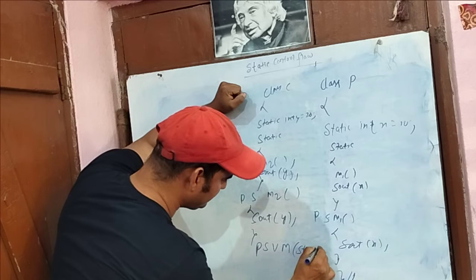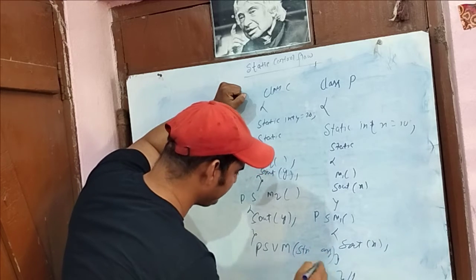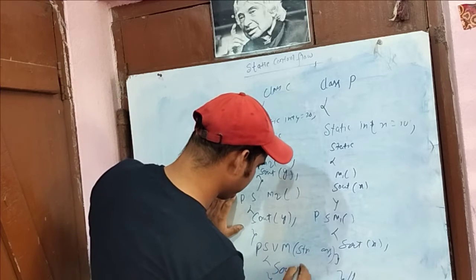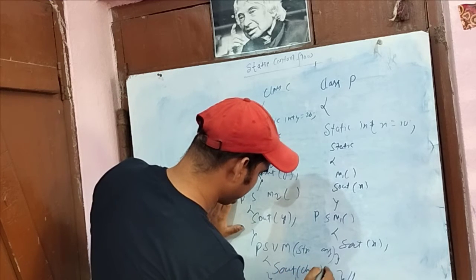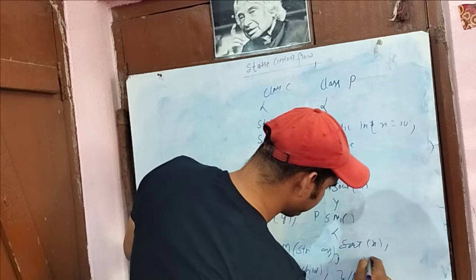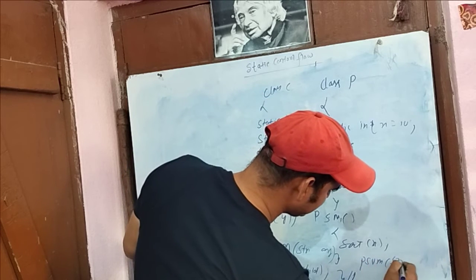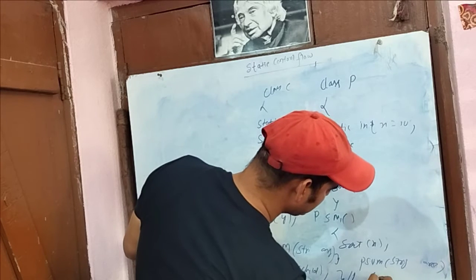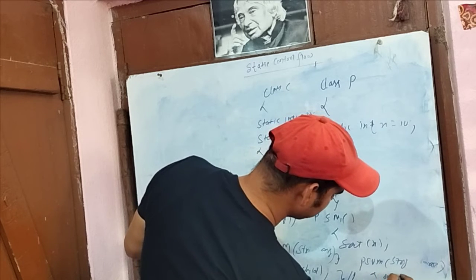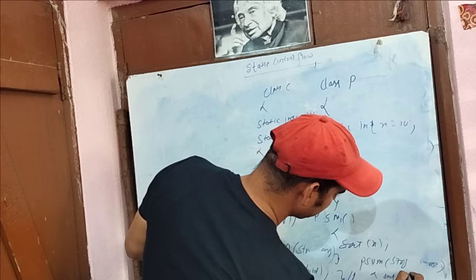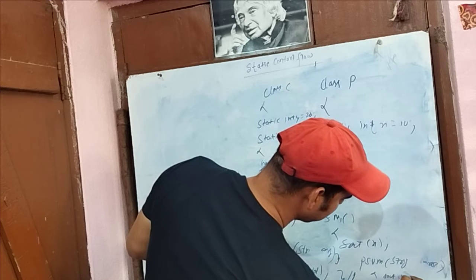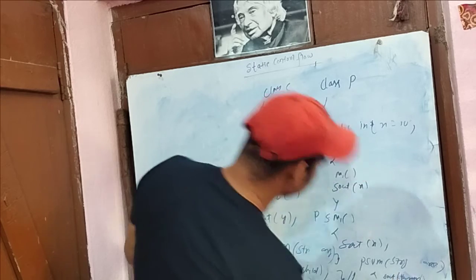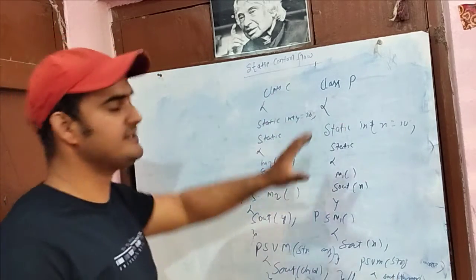I'm using var args, so Java 1.5, and here it is S out of child. So we have a main method here also, with String three dots args, and here also it's S out of parent.